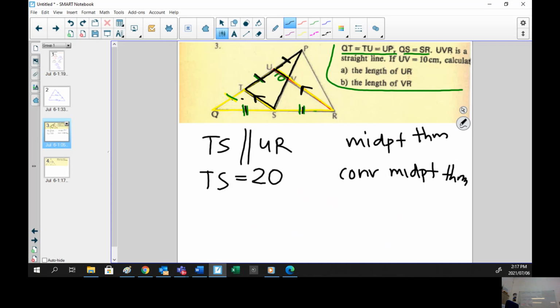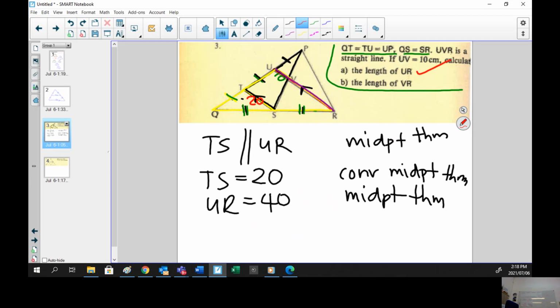Okay, cool. And now, grade 10s, we're going to go back into the yellow triangle because I now have this thing here being 20, right? So now back in the yellow triangle, I've now got this entire length here that they were looking for in the very beginning to be 40. So UR is 40. UR equals 40. And that's also midpoint theorem. Okay, there we go. Cool. A complete.